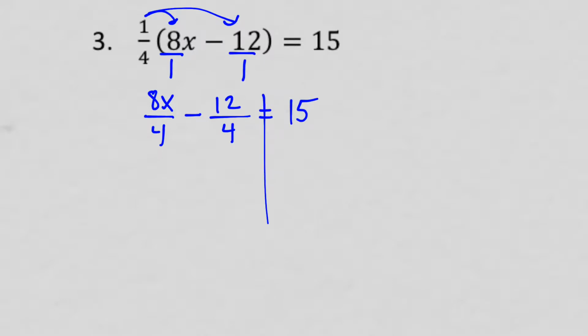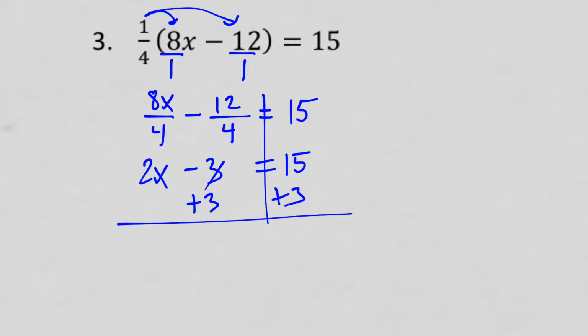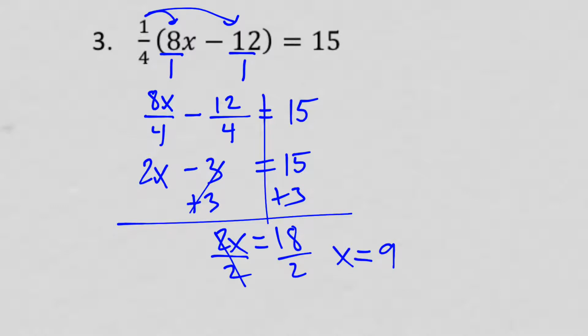Now I'm going to simplify the left side. I notice that 8 divided by 4 is just 2, so that's just 2x. And also 12 divided by 4 is just 3, so that's minus 3, equals 15. We're going to kick out the 3 by adding it, leaving you with 18. 2x equals 18. Divide by 2, and so x equals 9. There you go. 18 divided by 2 is 9. That's your final answer. The main thing in this one was the distributing.